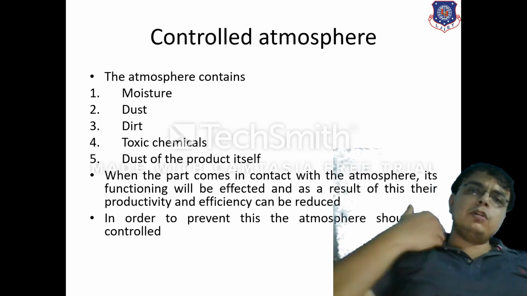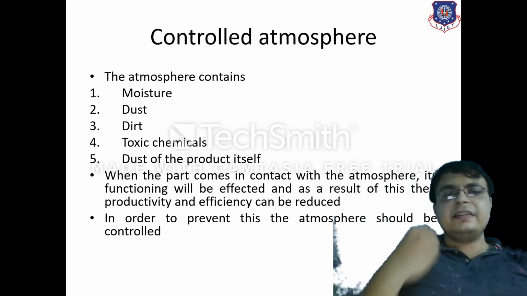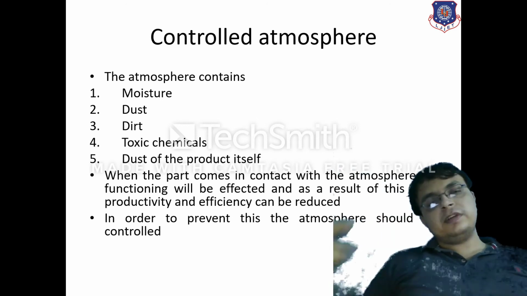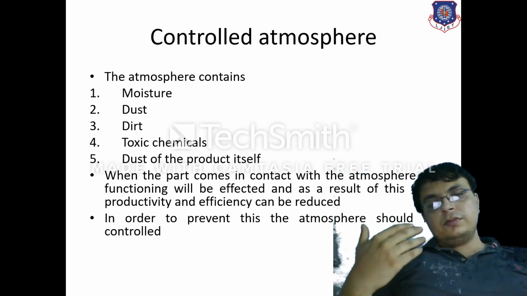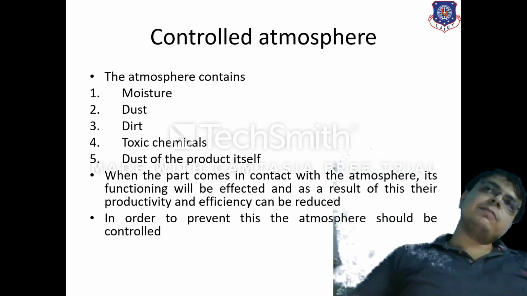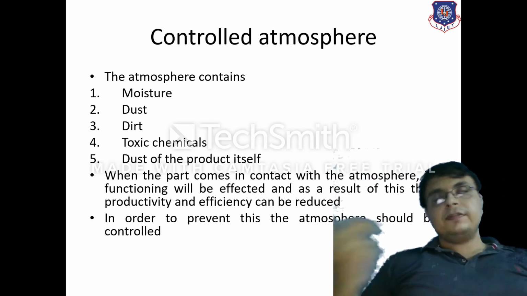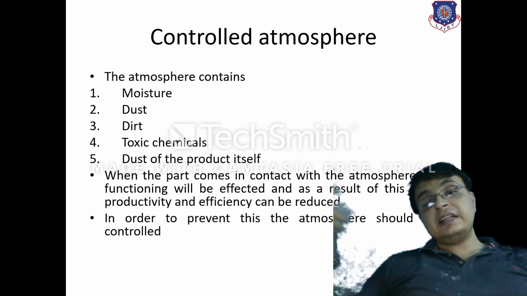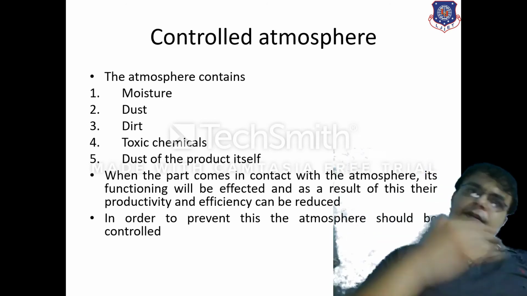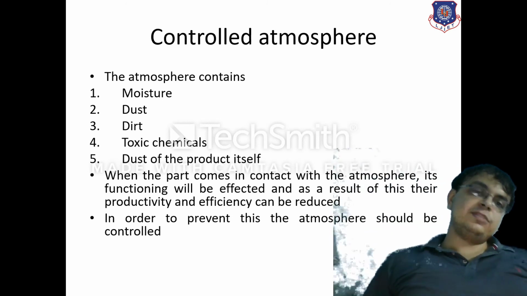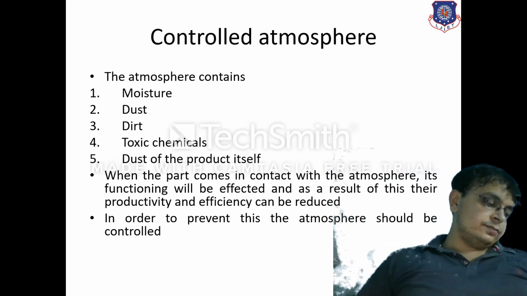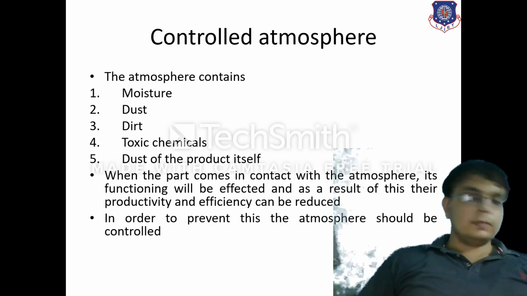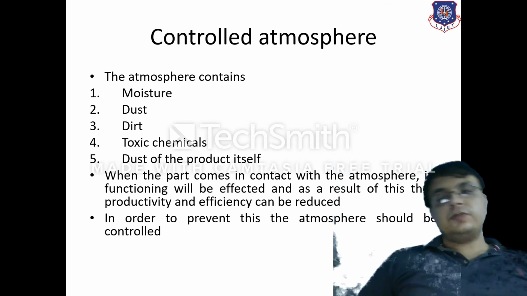Control on the atmosphere. We all know that atmosphere contains moisture, dust, dirt, toxic particles, and dust that is being produced during the manufacturing. So when a machine part comes in contact with the atmosphere, its function definitely gets affected, and the productivity and the efficiency will get reduced. So in order to prevent those demerits that are being caused by the atmosphere, the atmosphere should be in control.